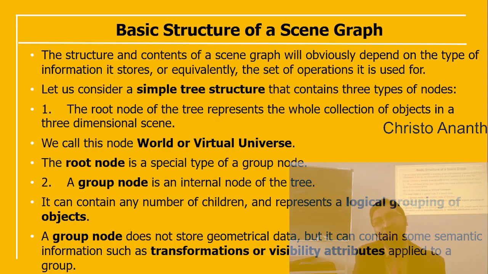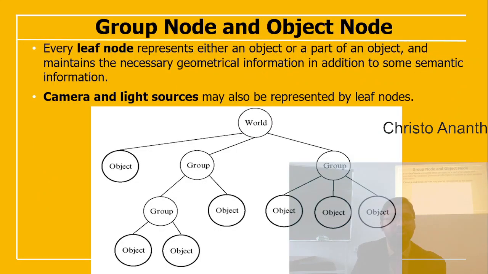So the group node will not be storing any geometrical data, but it will be using only semantic information like transformation or maybe visibility attributes that are going to apply for the entire group. Then every leaf node will be representing either an object or maybe a small part of an object and will be maintaining the geometrical information in addition to the semantic information. Okay. So camera, light sources, that is how you represent them, by the leaf nodes. Okay. So world, object, group. So within the group we'll have maybe a group, another group, object, object, object. So you'll see all these ones with the leaves.